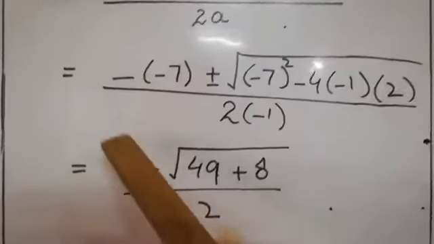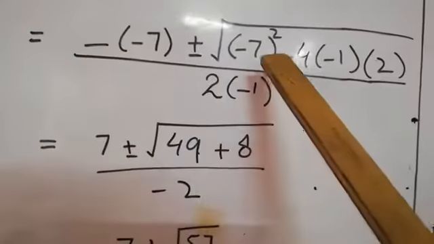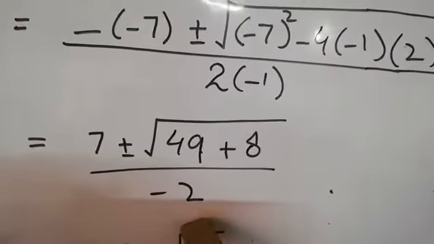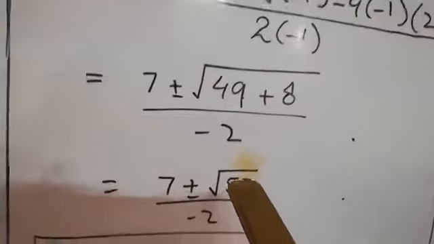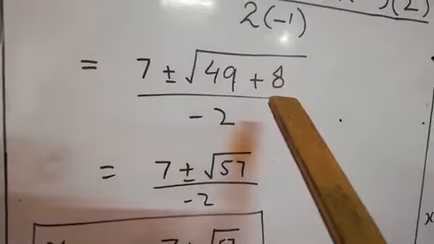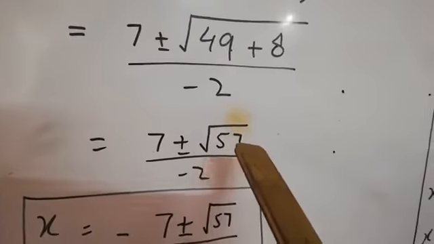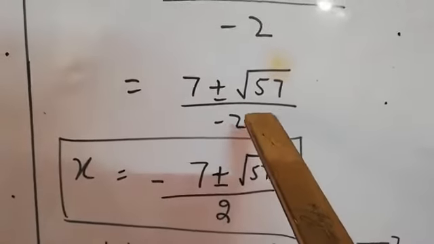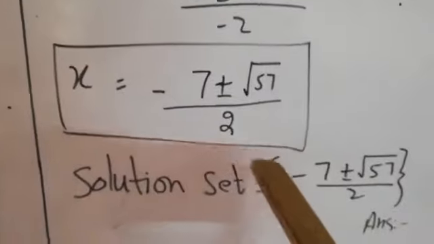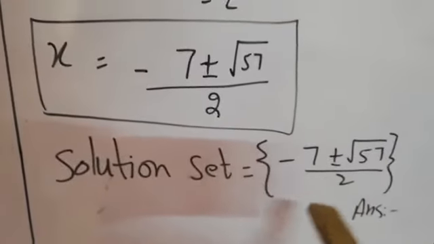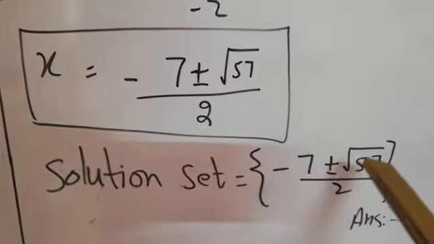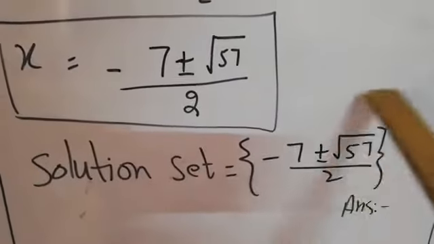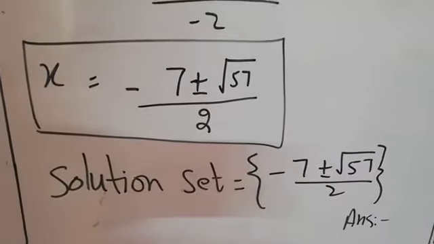After that, you know that minus minus is plus, so 7 plus minus square root of 7 square, which is 49, minus minus plus 4, 2s are 8, divided by minus 2. And after that, my dear students, we will add 49 and 8 and we will get 57. So this cannot be further solved. So my dear students, we will write this as a solution set. The solution set of this question is minus 7 plus minus square root of 57 by 2, because 57 is not a complete square. So we cannot convert it to another form. So this is the answer.